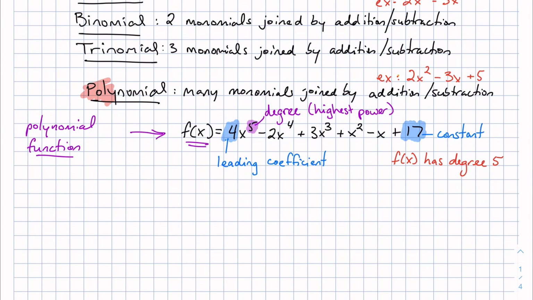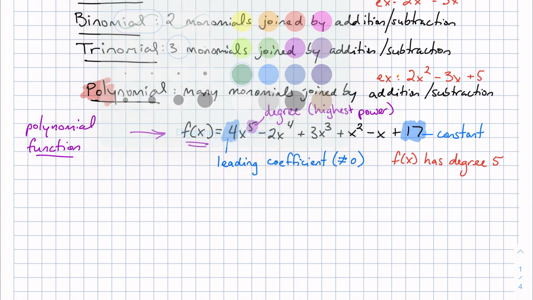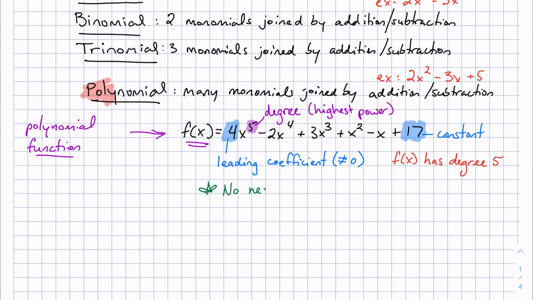Some other important things, right? My leading coefficient cannot be 0. That wouldn't make sense. The term wouldn't exist anymore. 0 times anything is 0, so we wouldn't even need to bother writing it. The other important bit is to say that I can have no negative exponents or fractional exponents. So I can't have like a 3x to the negative 2, or I can't have like an x to the 1/3. That wouldn't be a polynomial anymore.